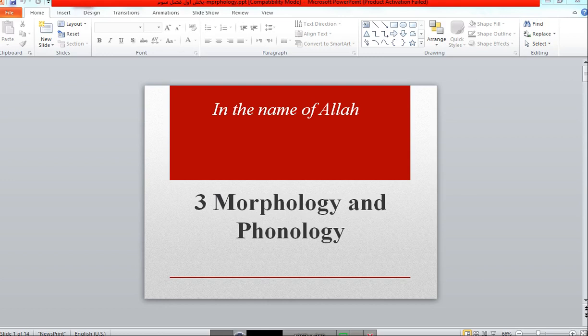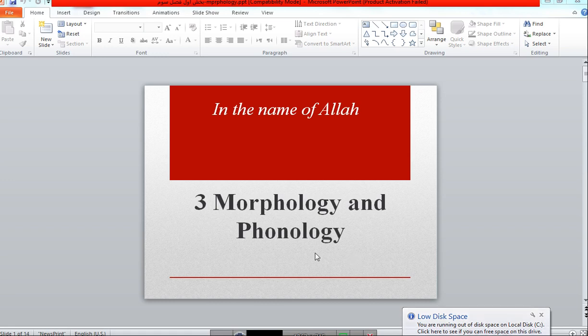As you know, in the previous sessions, we talked about the definition of morphology, the morpheme, allomorph, and the definition of words. How can we determine the words, phonological words, syntactic words, lexemes, and the approaches which are related to morphology, analytic and synthetic approach. And in this chapter, I want to talk about the relationship between morphology and phonology.